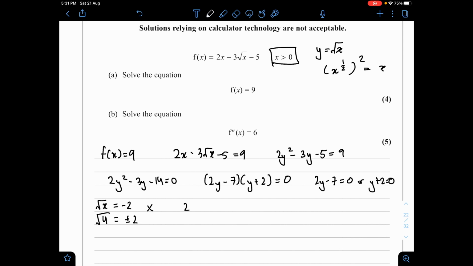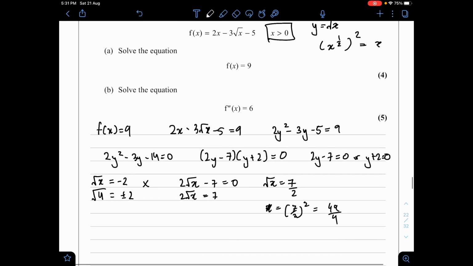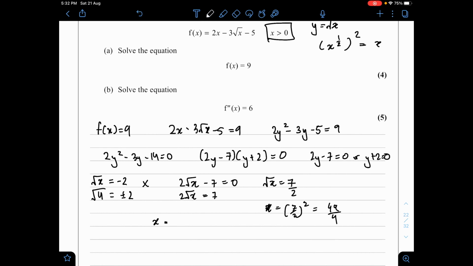So we're left with our other equation: 2 root x minus 7 equals 0. So we have 2 root x equals 7, so root x equals 7 over 2. Now we have to square it. So we get x equals 7 over 2 squared, that'll be 49 over 4. So our only answer is 49 over 4. Right? So that is the answer.